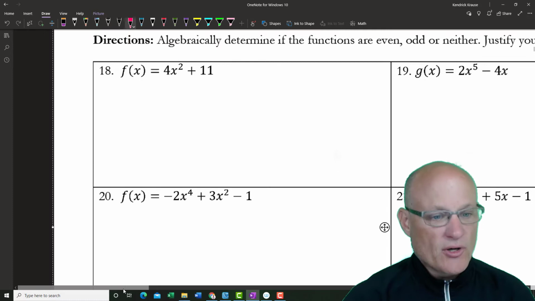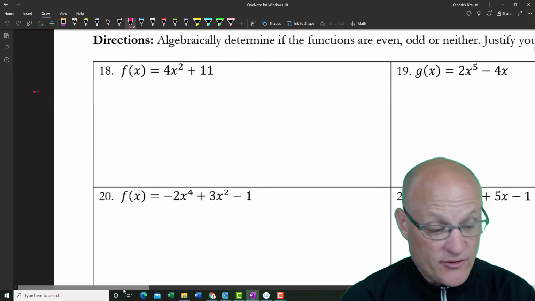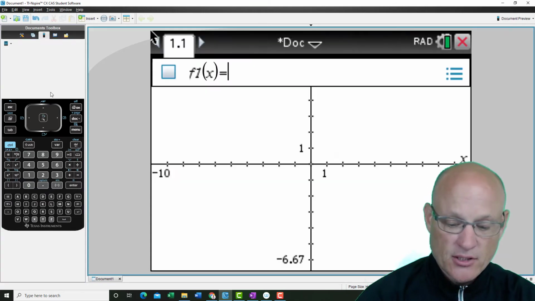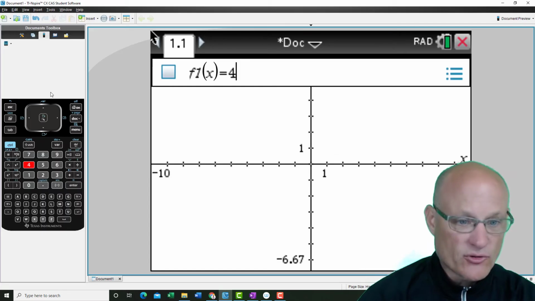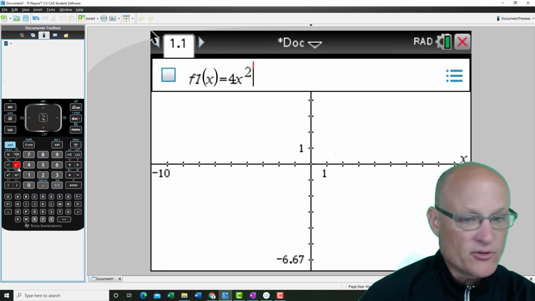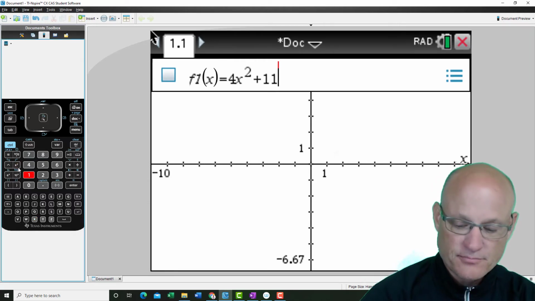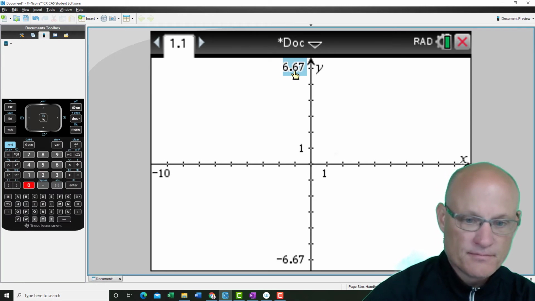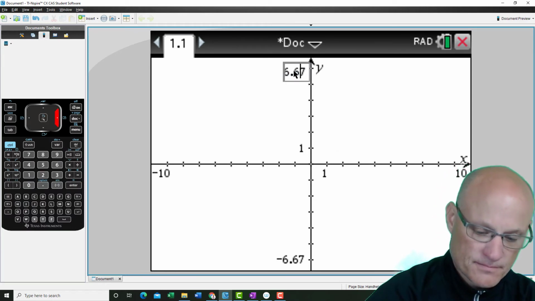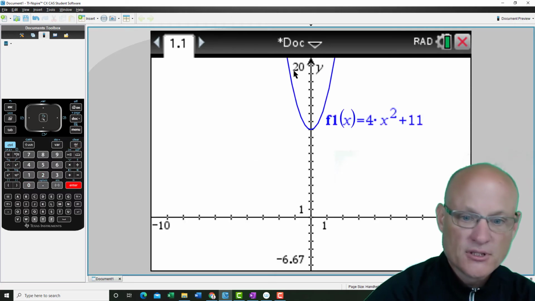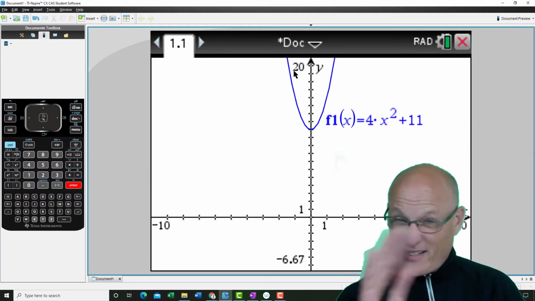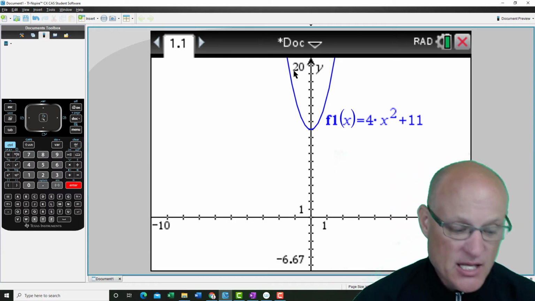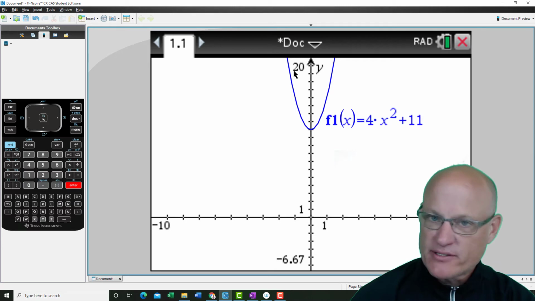All right. So if I graph this, I can look at it and see, like we just did. It's 4x squared plus 11. Of course, it's way off my screen, so I can't see it. I'm just going to change this number to like 20. And there it is. If you look at that, can you see that it looks the same on the left and the right? It's going to be an even function. But that's not good enough for me. I have to be able to tell it algebraically.